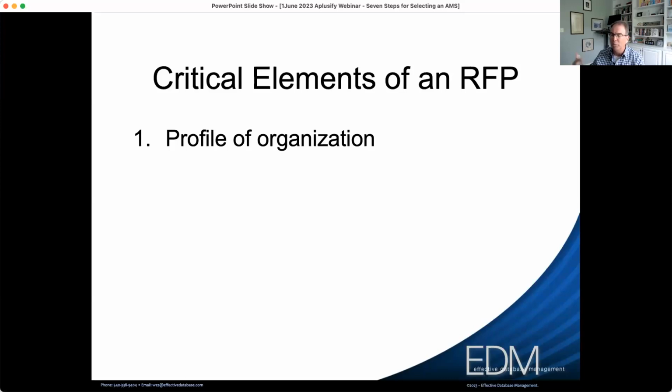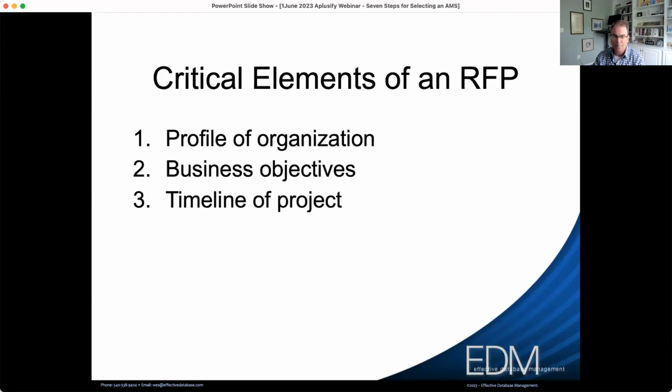But do we look like a lot of your other clients, medical societies, bar associations? Those are things the AMS vendors want to see, because they want to be able to say, oh, we understand how you work and we think we have a good solution for that. Or you're totally weird and maybe this will be a challenge for us. So profile first. Second is the business objectives, which we already talked about. So you want to put that in there so the vendors understand what it is you're trying to accomplish.